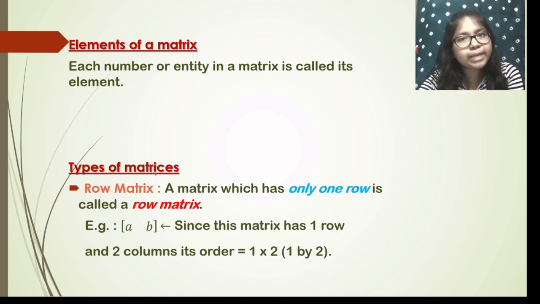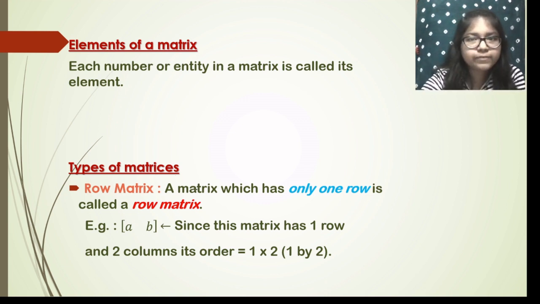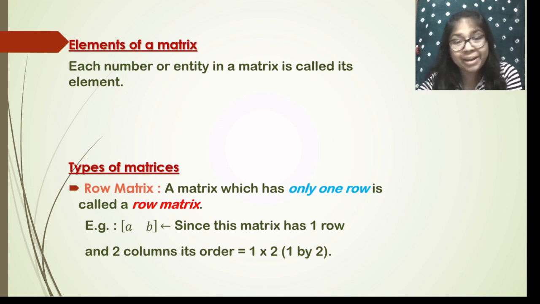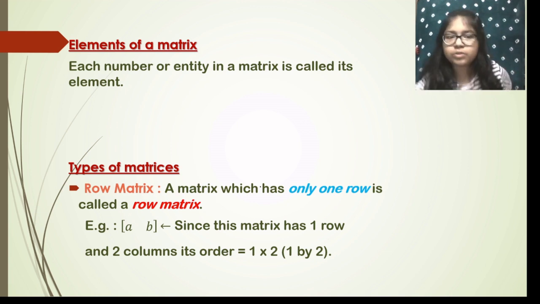Moving to types of matrix, there are many types of matrix. First one is the row matrix. A matrix which has only one row is called a row matrix. Row matrix means there will be only one row and there can be any number of columns. So here this is the row and these are the columns. So it has one row and 2 columns, 1 by 2.